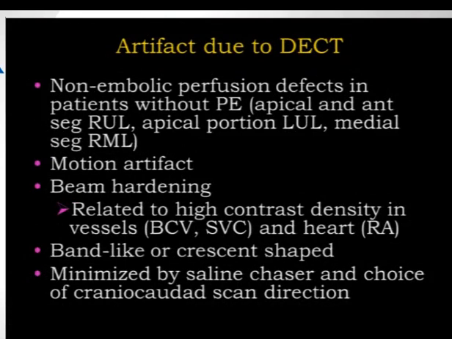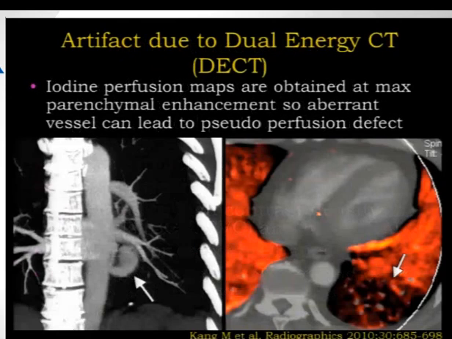Now we'll finish up with artifacts due to dual energy CT. Non-embolic perfusion defects can be seen in patients without PE, particularly in the apical and anterior segments in the right upper lobe and apical portion of the left upper lobe, and also in the right middle lobe along the heart and the diaphragm. These are typically due to either motion artifact or beam hardening due to the high contrast density within the brachiocephalic vessels, superior vena cava, and the right heart. You typically see a band-like or crescent shape, not a wedge-shaped abnormality. This can be minimized with saline chaser and craniocaudal direction of scan.